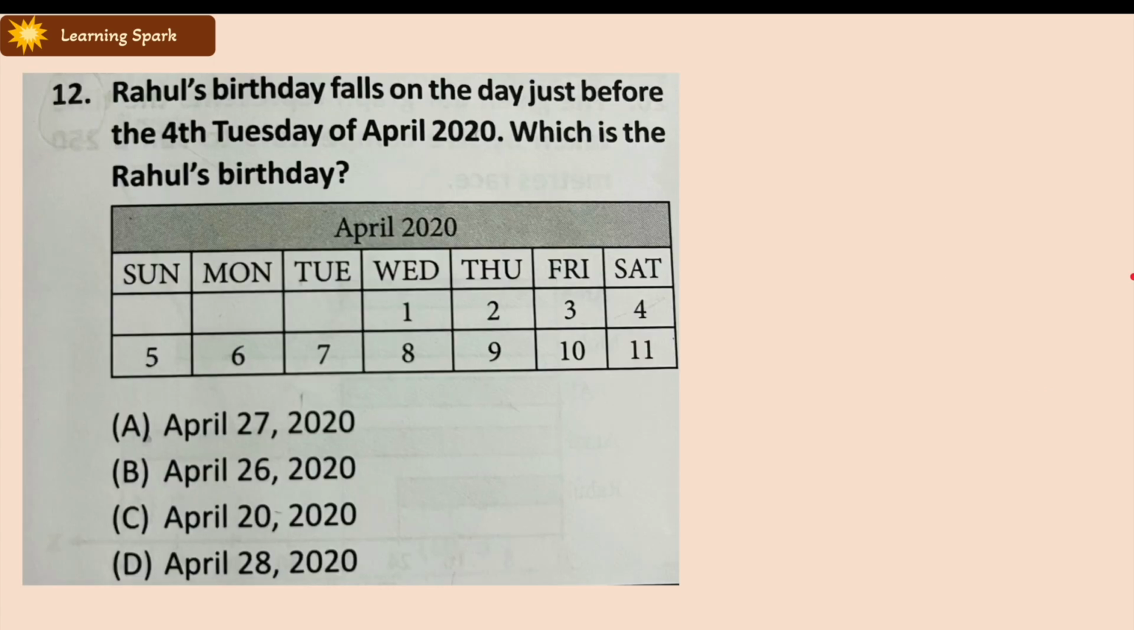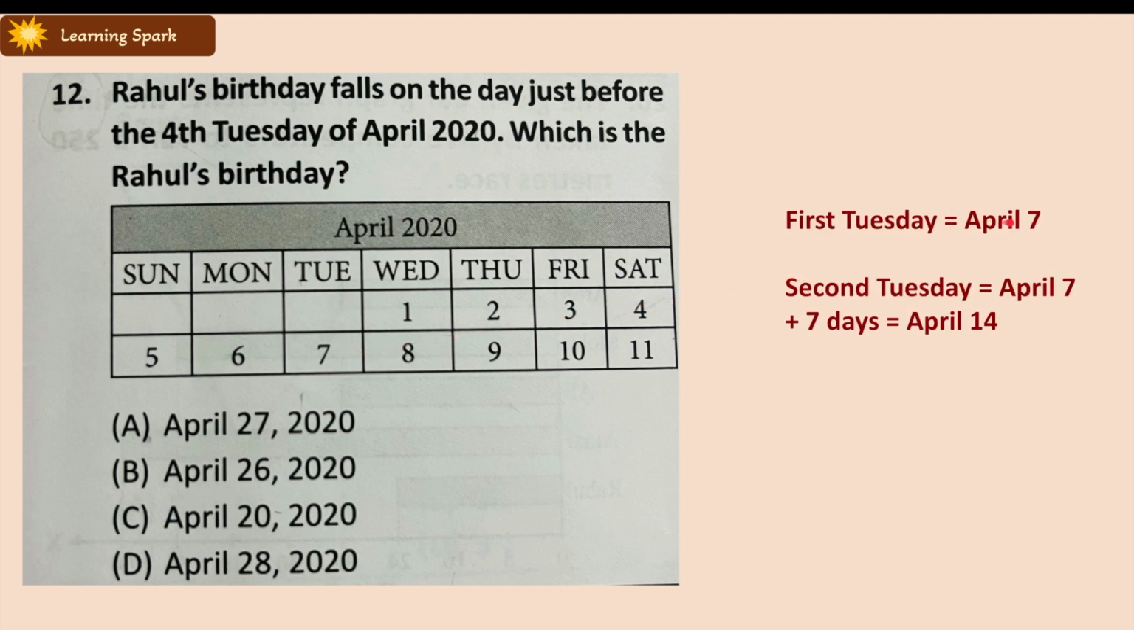Question number 12 is on your screen now. Okay, let's solve this now. So it says that Rahul's birthday falls on the day just before the 4th Tuesday of April 2020. Okay, let's see what is the 4th Tuesday of April. The calendar is only partially given, only the first Tuesday is given. The first Tuesday is on April 7th.